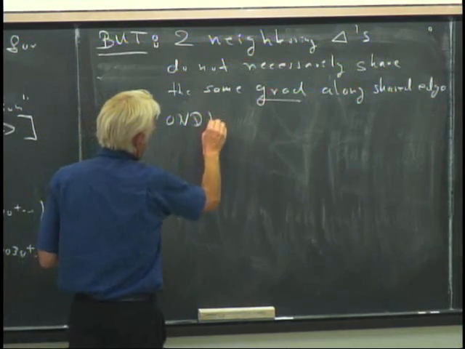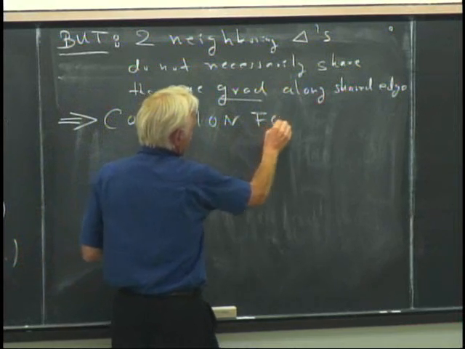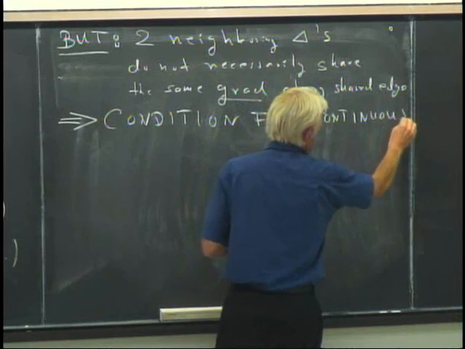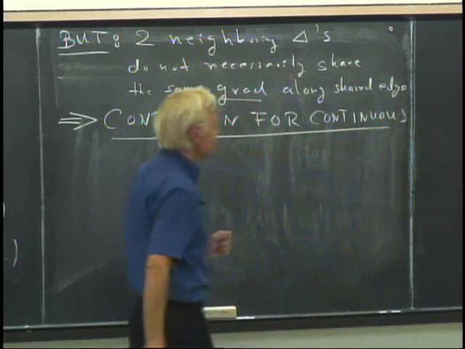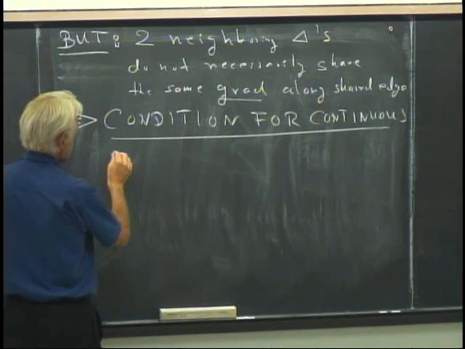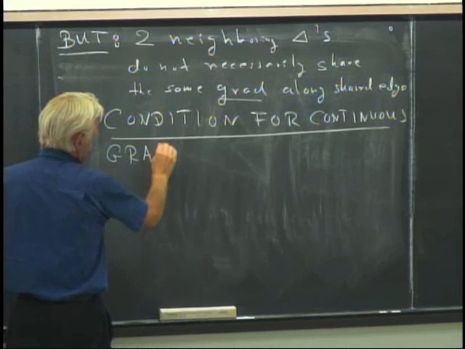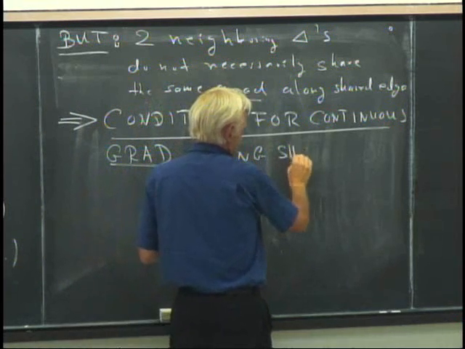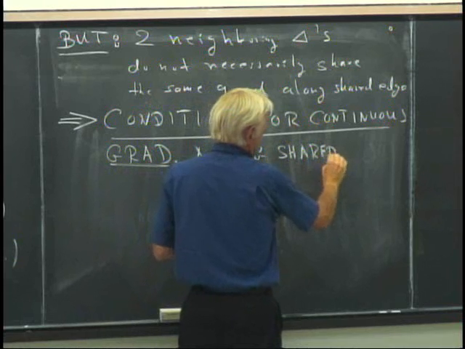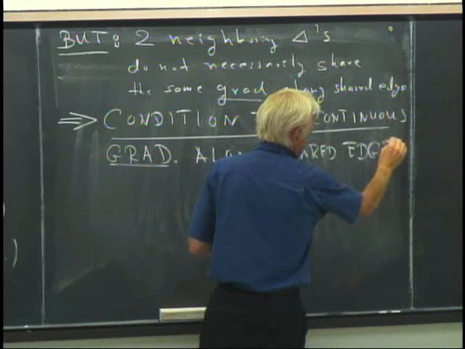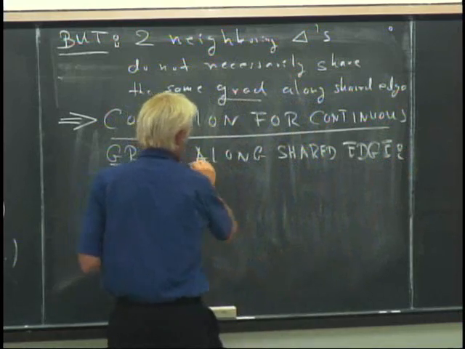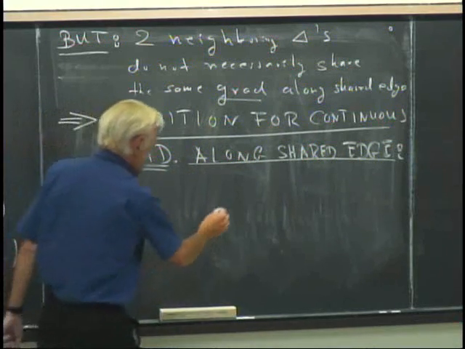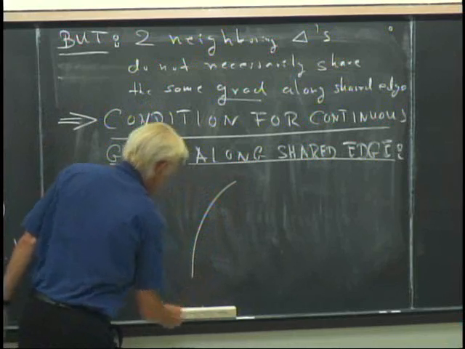Condition for a continuous gradient along the edge of two neighbor triangles, for continuous gradient along the shared edge, and I will just sketch that, and then I will stop.